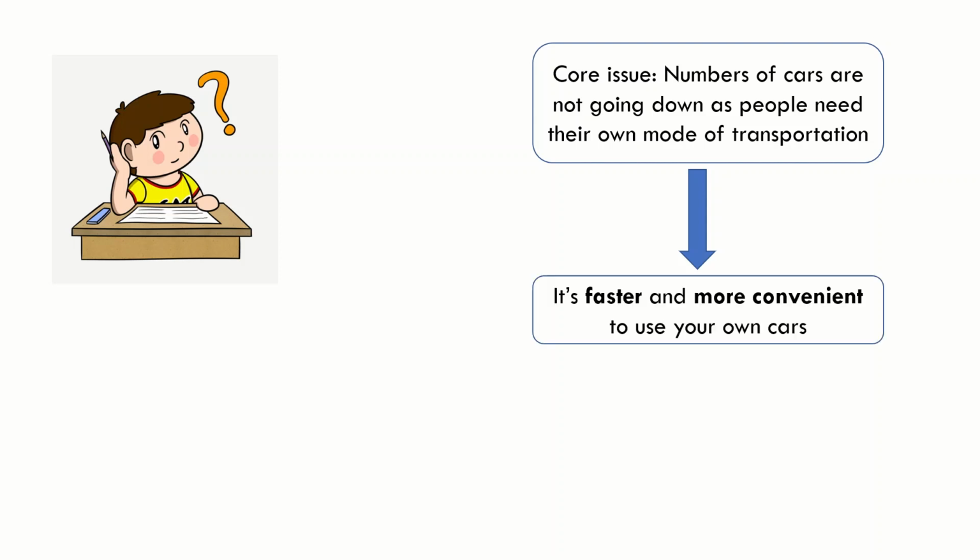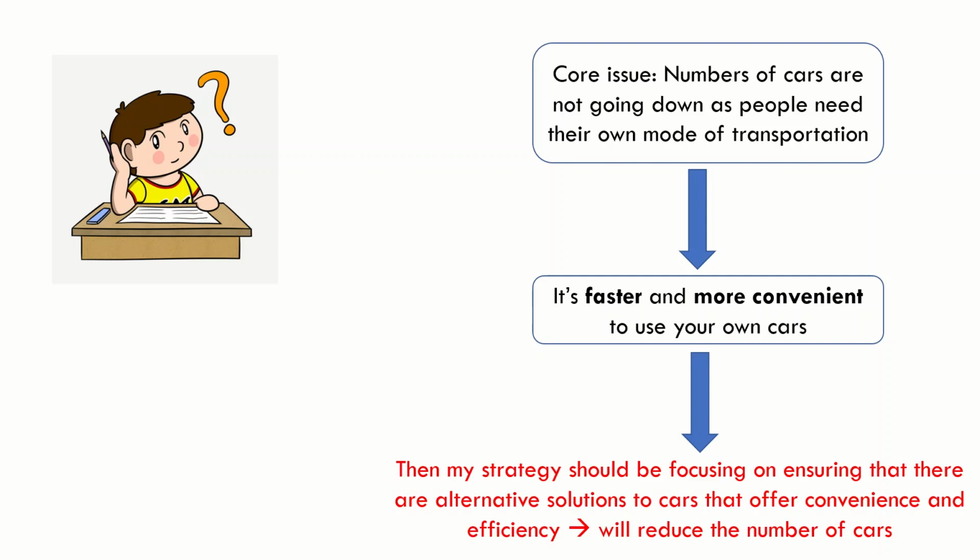Correct. So for example, what you're talking about is that it is much faster and more convenient to use your own car, or even just to get into someone else's car, or to Grab or Gojek. You can call a friend to fetch you or something. Yes. So if it's faster and more convenient to own your own car, then my strategy should focus on why people are getting their own cars, which is because it's faster and more convenient. So I need to focus on the core issue. Then my alternative solution should offer convenience and efficiency so as to reduce the number of cars.